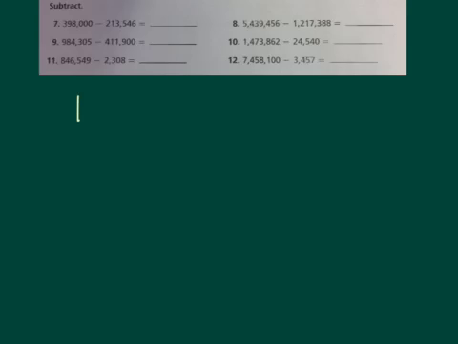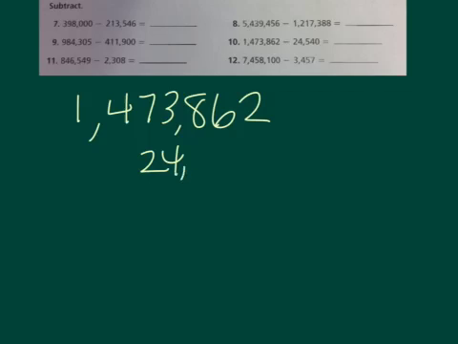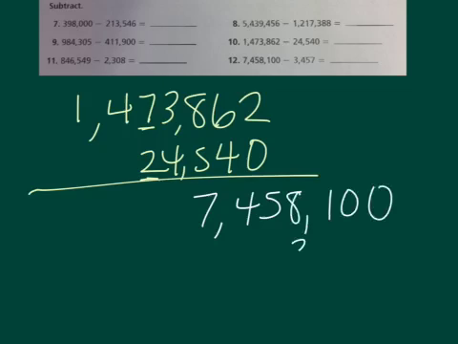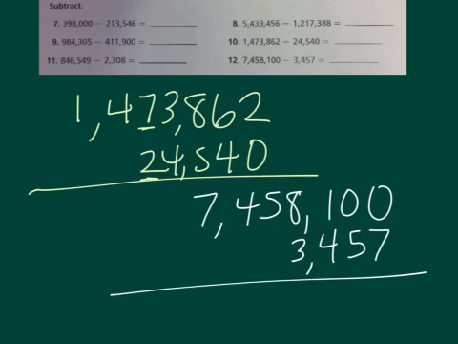So number 10, I'm going to have like this. That's a 5. And subtract, because this is my 10,000s place and this is my 10,000s place. And for number 12, I'm going to have my millions, and then I only have these little 1,000s over here, so those need to be lined up like that.